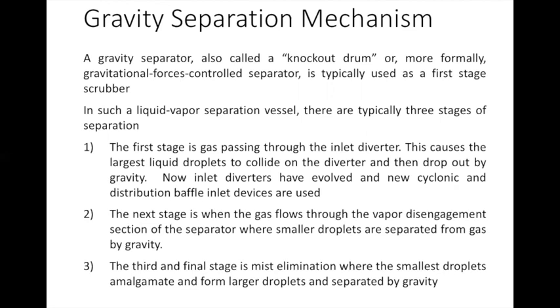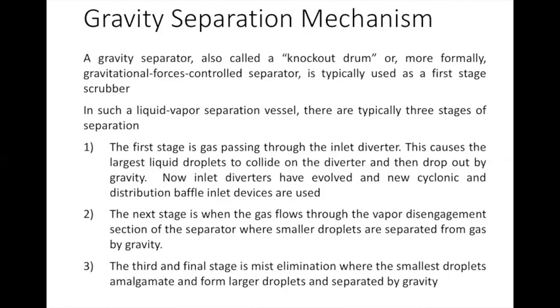And then the next stage is when gas and liquid are disengaged in the separator. So there is a disengagement section in the separator. I will show you once we go to the figure that this disengagement section allows and gives sufficient time for the gas and liquid to get separated by gravity. Okay, so the first stage is that it goes through the inlet diverter, and initial separation is done here. The next stage is that it goes into the vapor disengagement section of the separator, where the smaller droplets are separated from the gas by gravity.